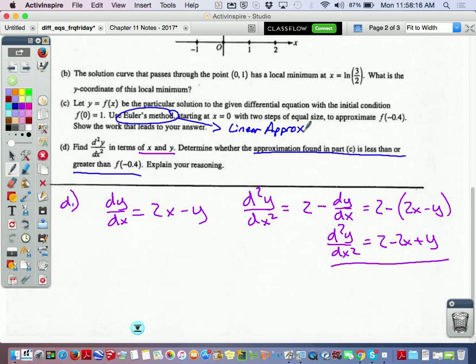So if we think about what the second derivative can tell us about a linear approximation, we have to think about the concavity. If we have a concave up graph, the linear approximation is an underestimate. Okay, right? So this would be an underestimate. If we have a concave down graph, the tangent line is an overestimate.